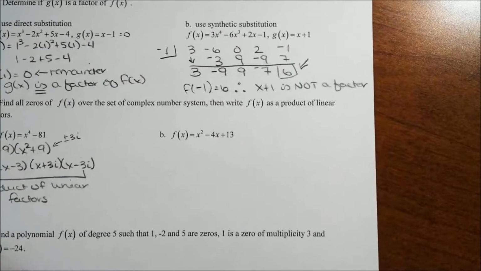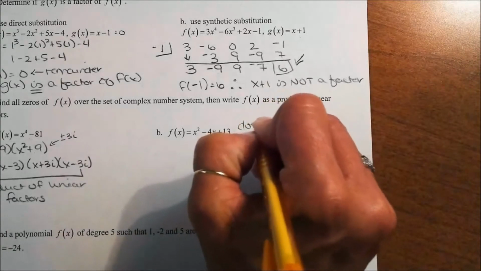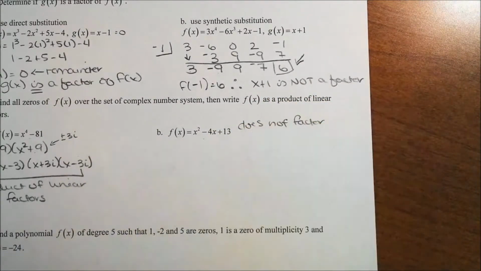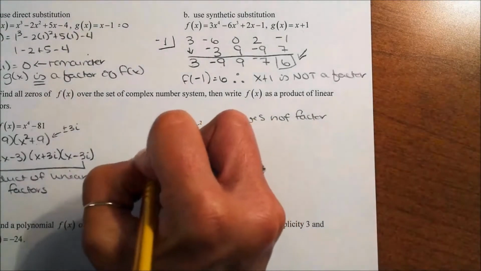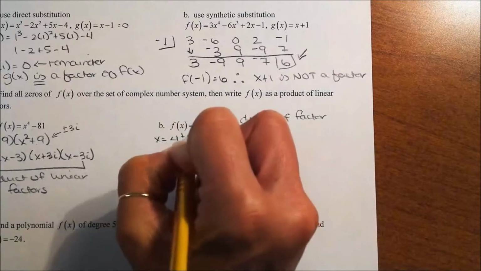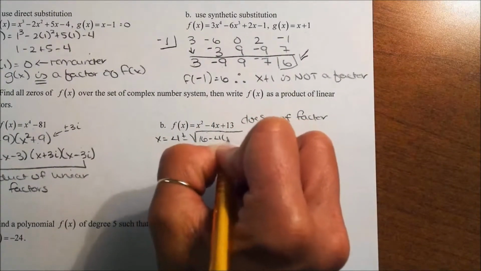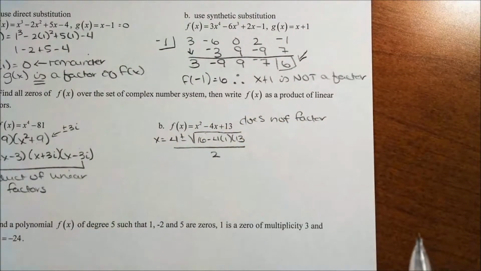In the case of example B, we cannot factor this. This does not factor. So, in order to find our zeros, we have to use the quadratic formula. So in this case, x is equal to 4 plus or minus the square root of b squared minus 4 times a times c, all over 2 times a, which is 2.